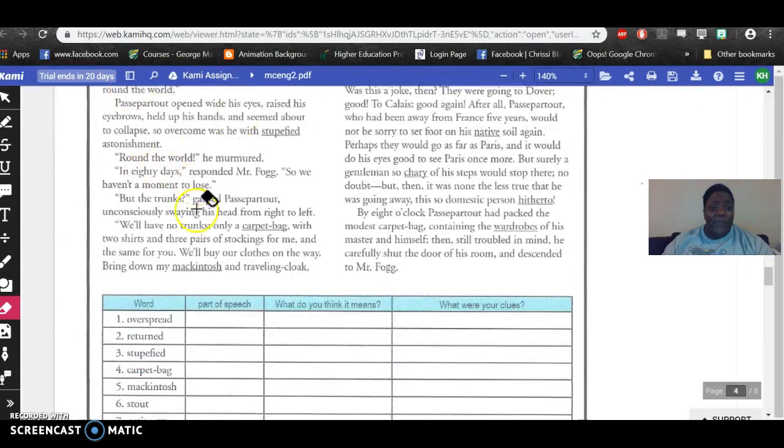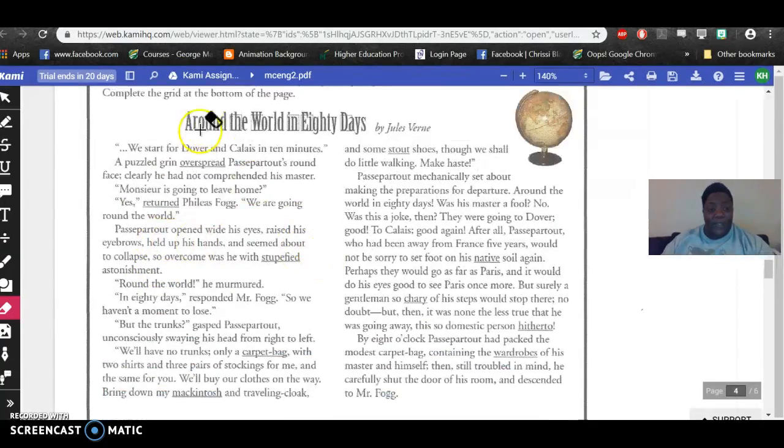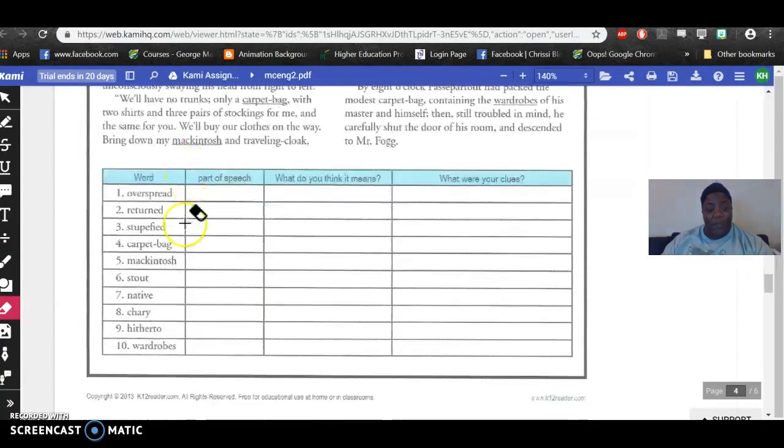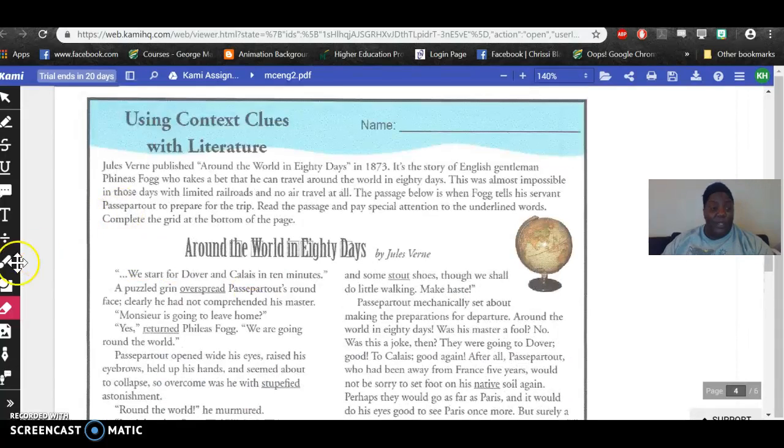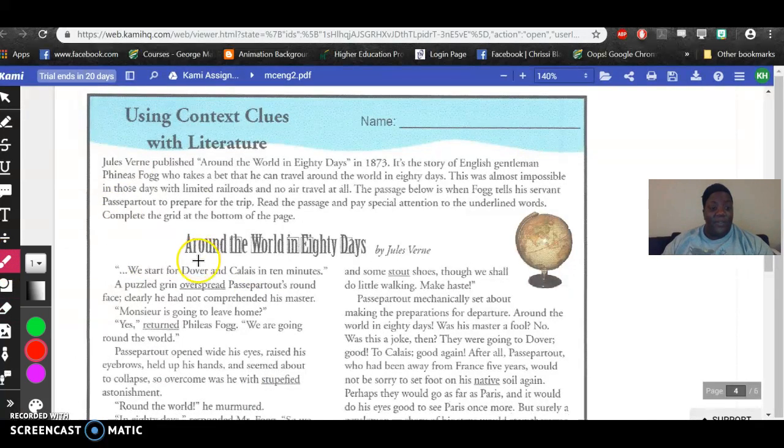So what we have here, you see our underlined words, right? You see the first underlined word is overspread. And then try to tell me what part of speech it is, what do you think it means, and what were your clues. Okay, so I'm going to read the first paragraph with you.